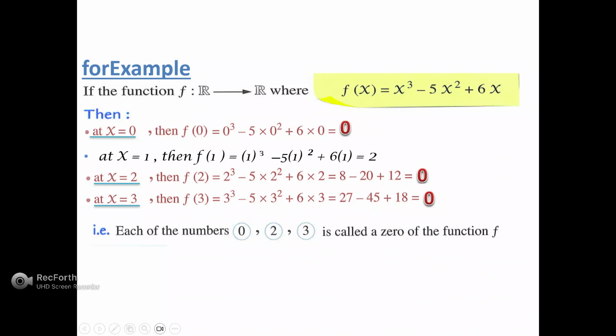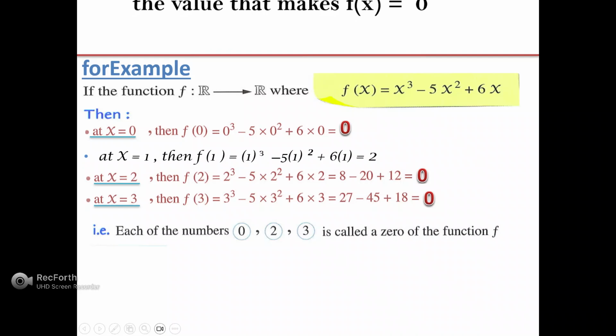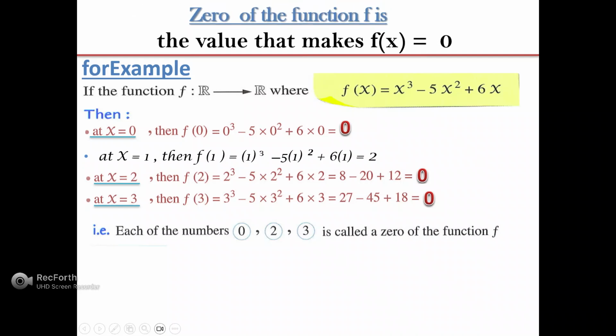But what is the meaning of this expression, zero of the function? This value is called a zero of the function. Why? Because this value makes our function equal 0. So we call the numbers 0, 2, 3 the zeros of the function. And this is the name of our lesson: our lesson is called the zero of the function.